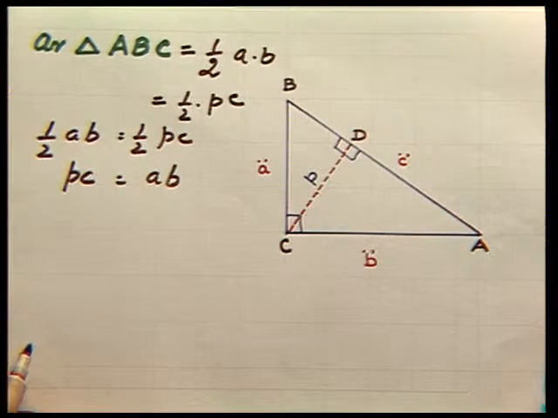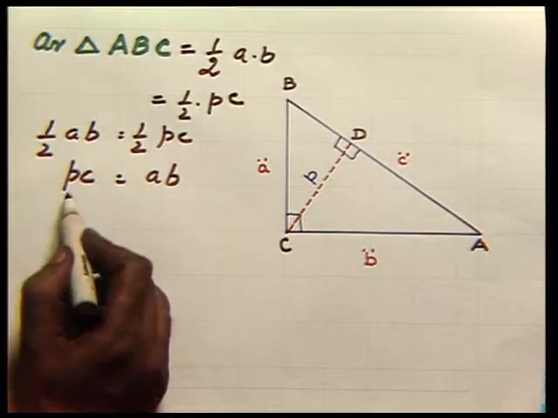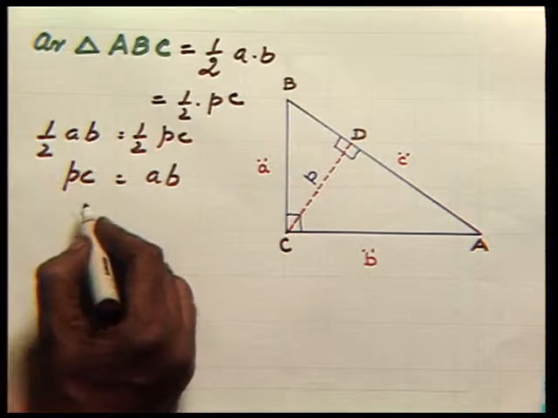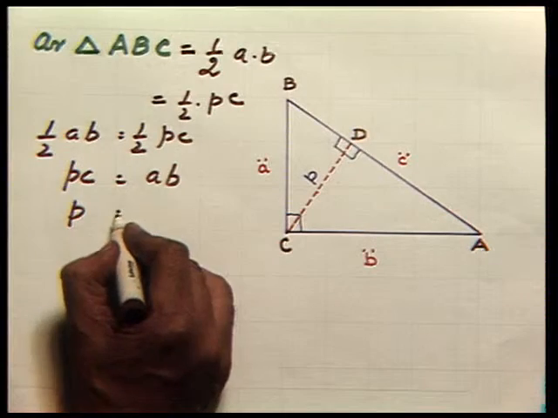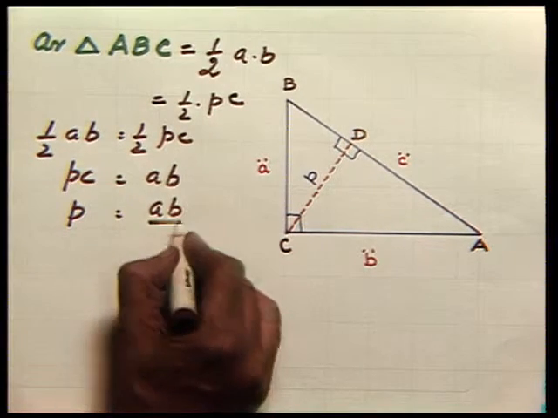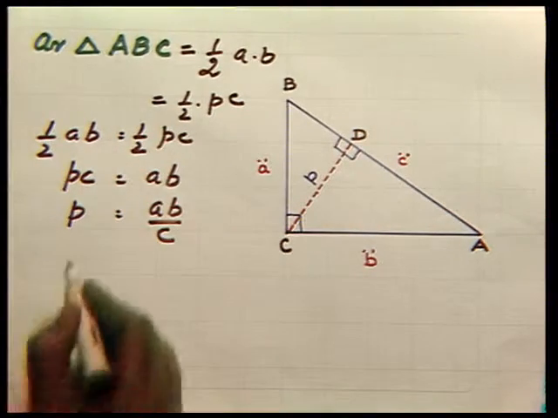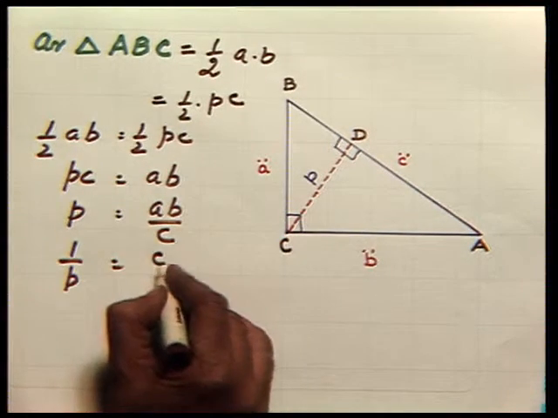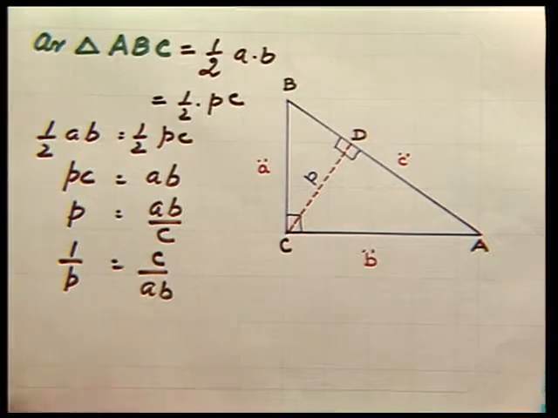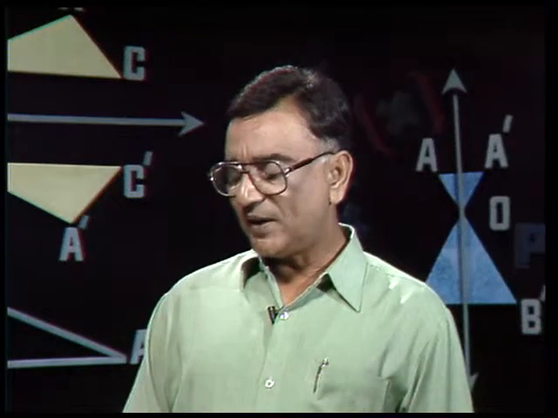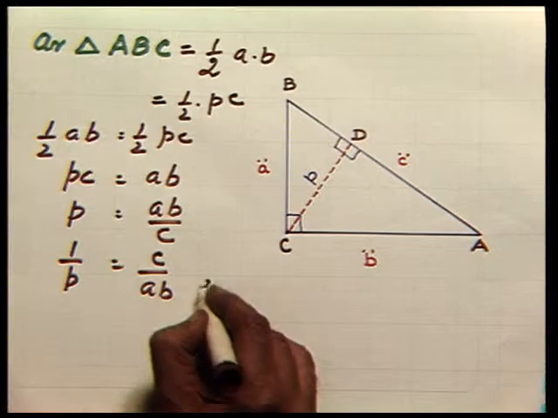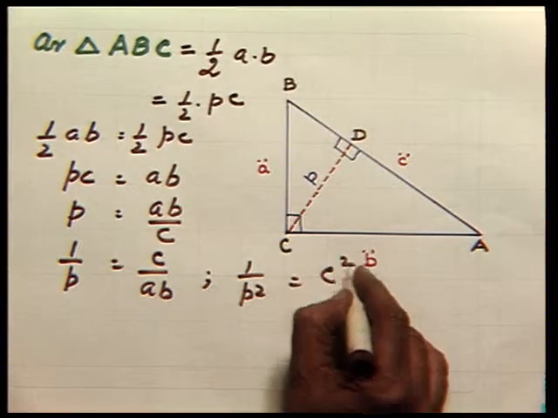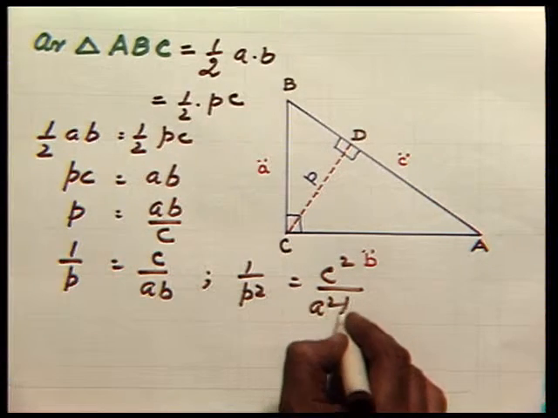Now, in the second result, we have to establish the relation between P, A and B. So, let us see what P we get from there. P from here is AB upon C, and the same thing can be written as 1 over P is equal to C upon AB. If I square up this equation, I get 1 upon P squared is equal to C squared upon A squared B squared.